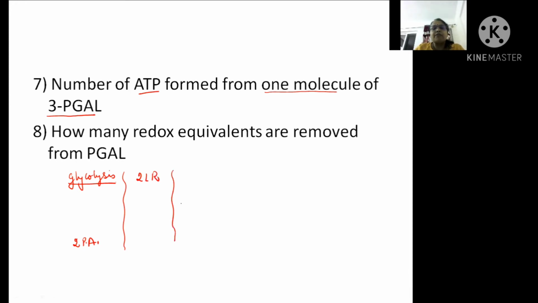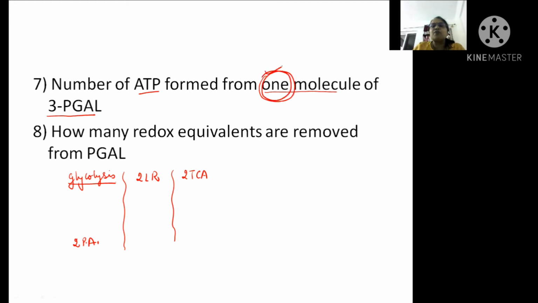Okay, and there will be 2 pyruvic acid. But 2 pyruvic acid will be formed when you completely break down all the glucose till here. It means your 3-phosphoglyceraldehyde as well as dihydroxyacetone phosphate is also converted into 3-PGAL and formation is going on. But the question is given to us only one molecule. We have to focus here.